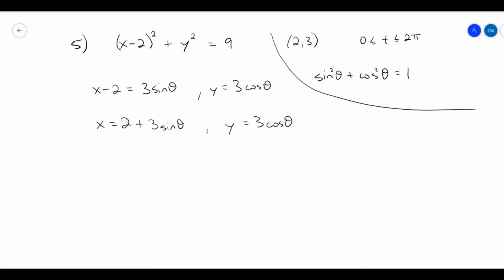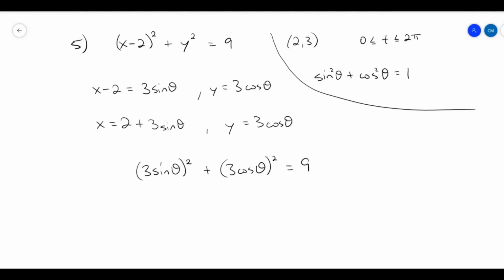This works because if you do this, look what happens, just to check to see if this is actually a good parameterization. If x minus 2 is 3 sine theta, then I can replace the x minus 2 with 3 sine theta. And then it becomes squared. And then the y, I can replace that with the 3 cosine theta, you see? And so that would be 3 cosine theta. And then that would be squared. And supposedly this is supposed to be equal 9.